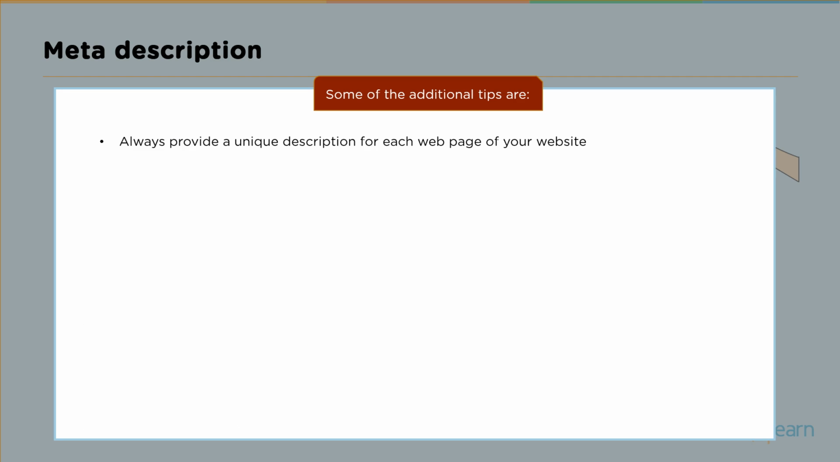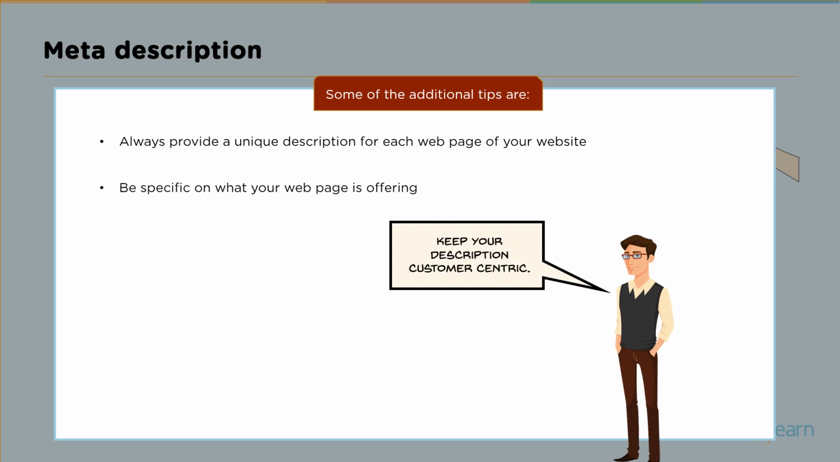Some additional tips for writing meta descriptions. We always want to provide a unique description for each web page of the website. So no duplicate meta tag descriptions. Every page needs to be unique. Then we also want to be specific about what we're offering. So say you're selling headphones and you have a particular set of headphones from a specific brand, include that in the meta description. If you have that particular product from that brand on sale, include that in the meta description. So you want to be as specific as possible.